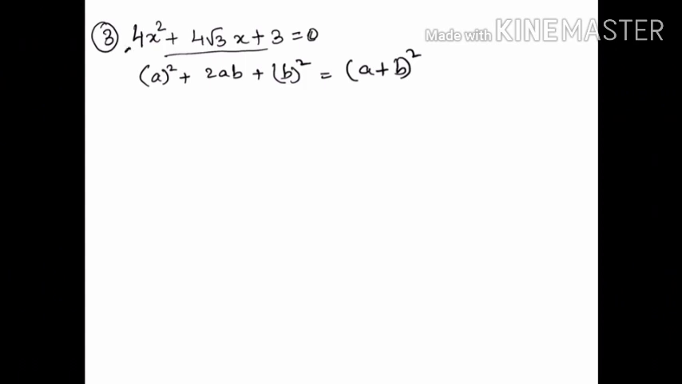So writing this expression in the same format, a square plus 2ab plus b square equal to 0. We need to find out what is a and b. So comparing the terms, 4x square can be written as 2x the whole square. So a is 2x.